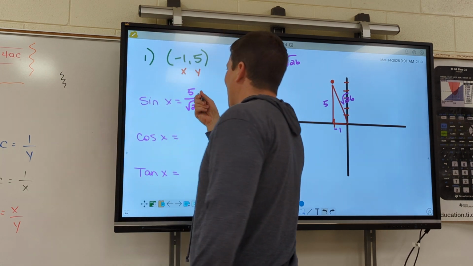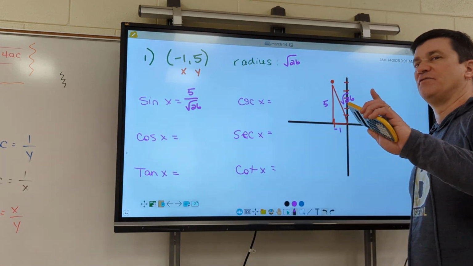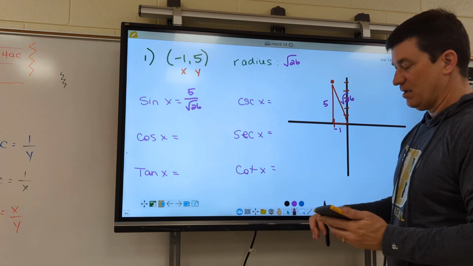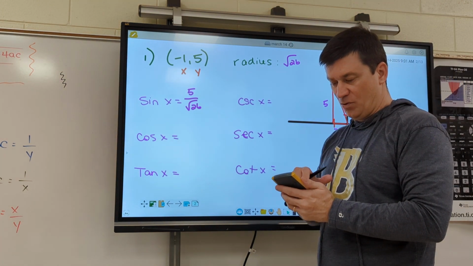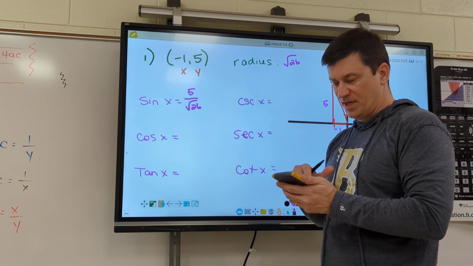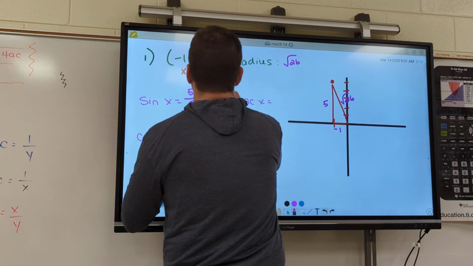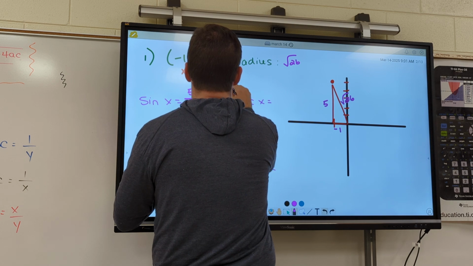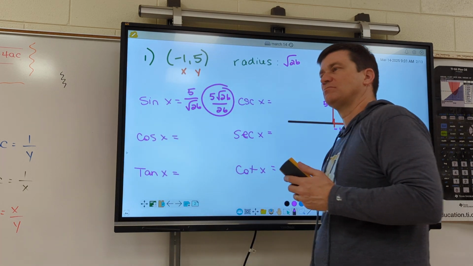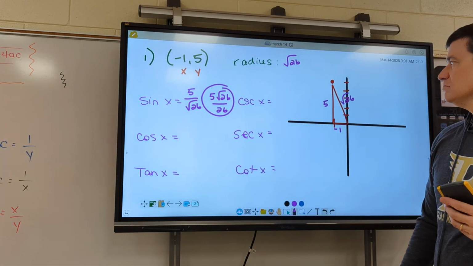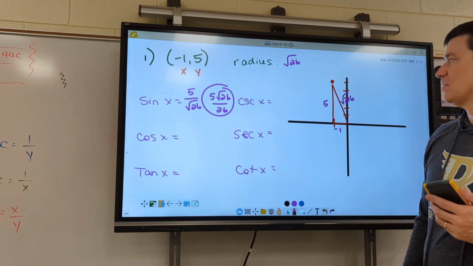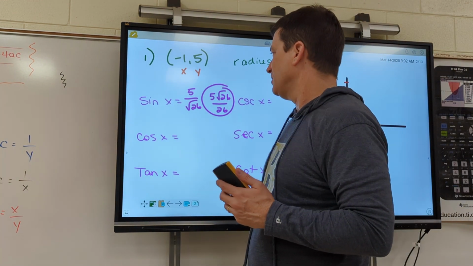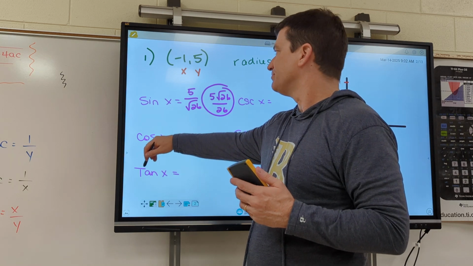Gavin, can I leave it like that? No, sir. To fix it, if you don't want to do it by hand, y'all can just type it in the calculator. Type in 5 over root 26. It gives you 5 root 26 over 26 for your answer. That's the answer for sine. You just keep the same format though, square root 26 for all of them.